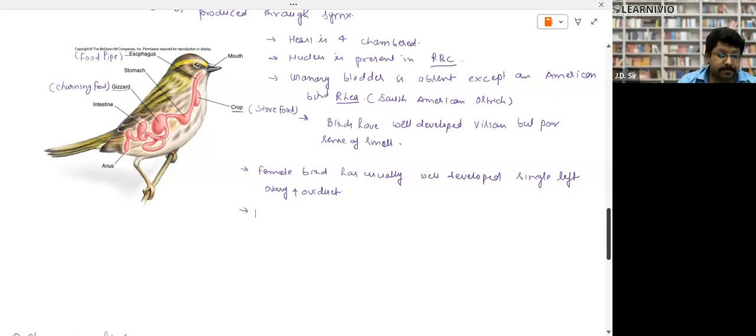Many birds show sexual dimorphism. What is that? Sexual dimorphism, I have already discussed with you. Sexual dimorphism means you can recognize by seeing physically whether it's a male bird or a female bird, right? So that is called sexual dimorphism. Fine.